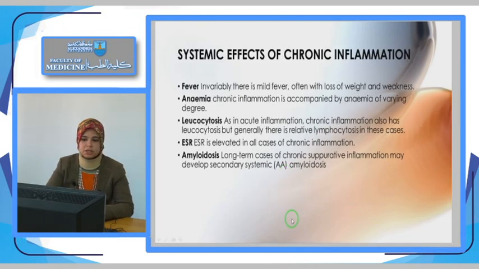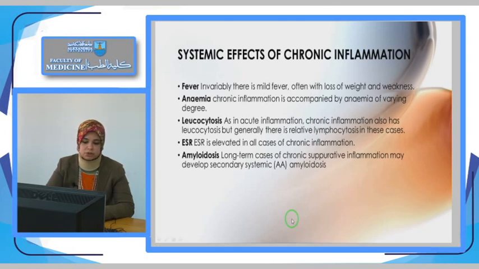Systemic effects of chronic inflammation. It may lead to fever. Invariably there is mild fever, often with loss of weight and weakness. Anemia: chronic inflammation is accompanied by anemia of varying degree. Leukocytosis: as happens in acute inflammation, chronic inflammation also has leukocytosis, but generally there is a relative lymphocytosis in these cases.